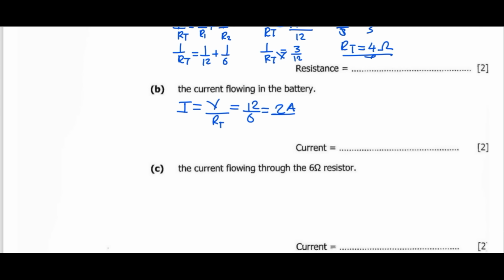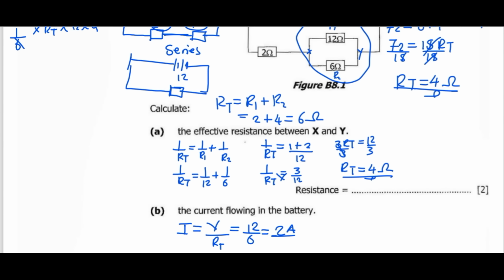The current flowing through the 6 ohms resistor. So we know that current is equal to voltage over resistance. So let's go back to our diagram. We want the current in the 6 ohm resistor. We know that the total current is 2.